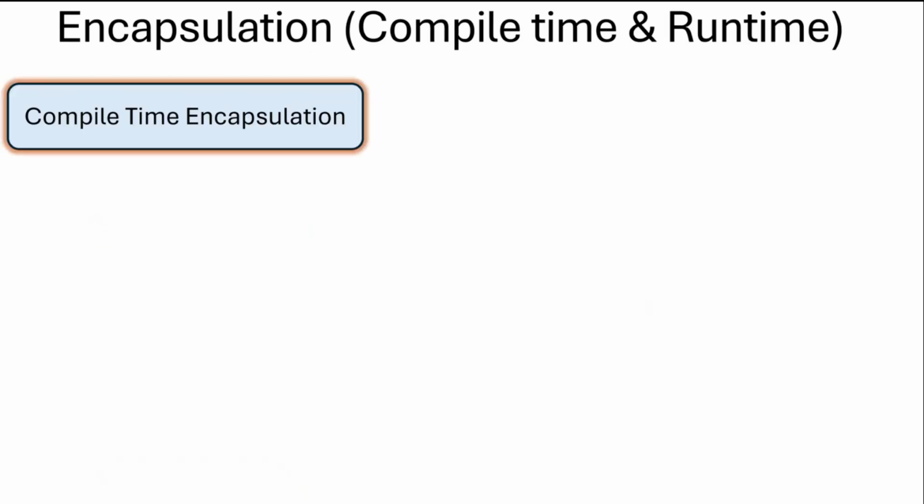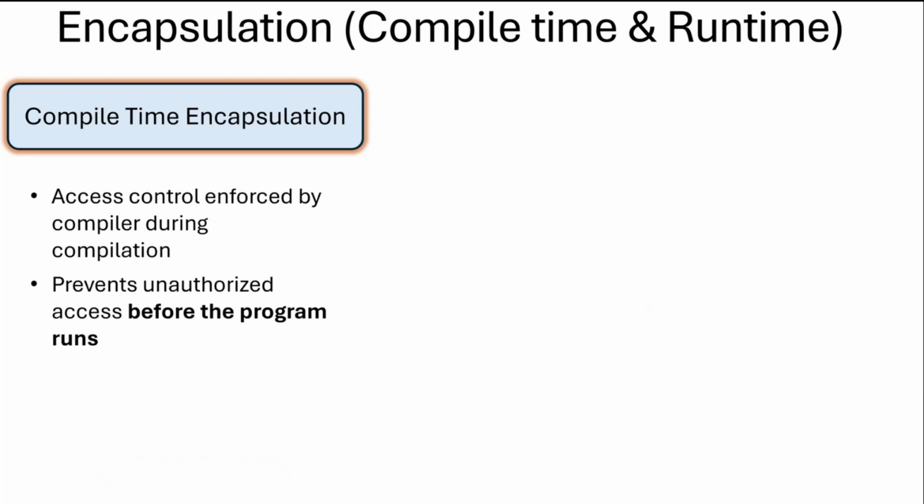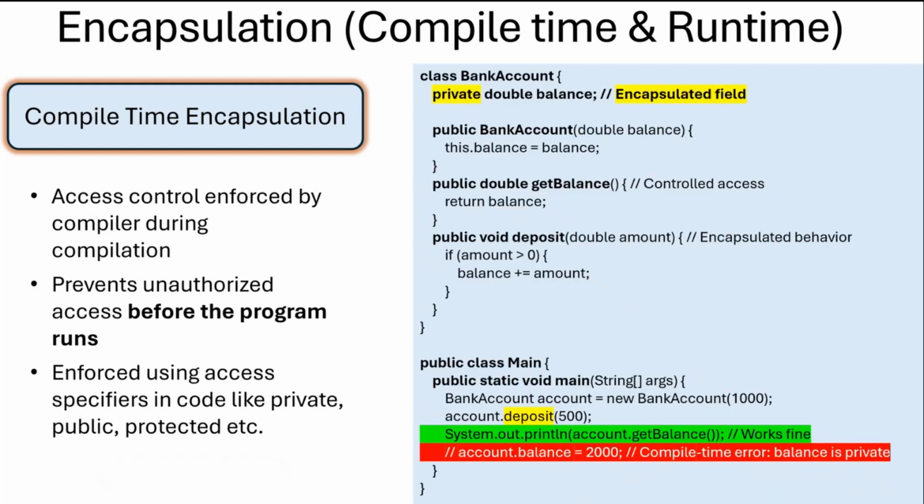Let's understand the compile time and runtime encapsulation. Compile time encapsulation, the access control is enforced by the compiler during compilation, which helps to prevent unauthorized access before the program runs, right? And it is enforced using syntax like private, public, protected in the code. So compile time, basically when you write the code, at that time only you will come to know. In an advanced editor it will show the red sign, or you will get the error when you build the code, right? That it is not allowed.